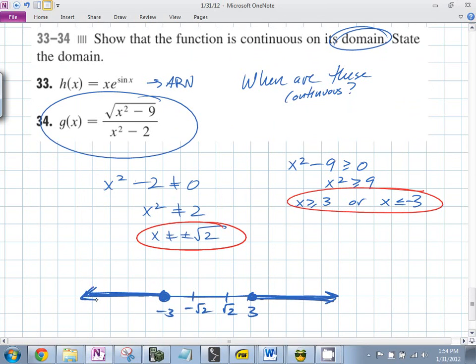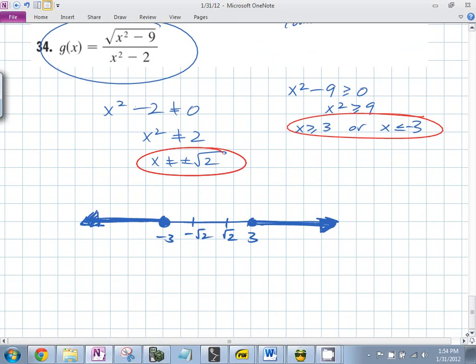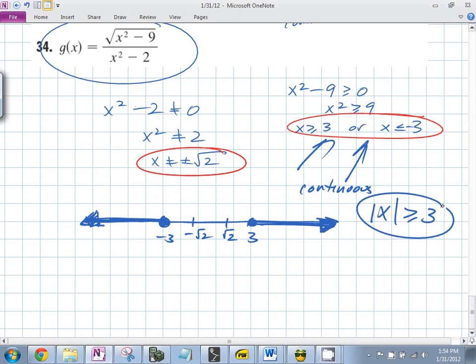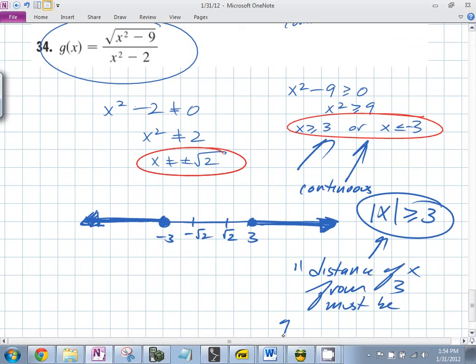Another way to write that, the most efficient way, is this: the absolute value of x has to be greater than or equal to 3. Absolute value of x means distance from 0. So this says the distance of x from 0 must be greater than or equal to 3. This is the shortest way to write it.